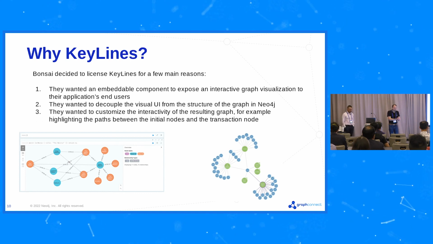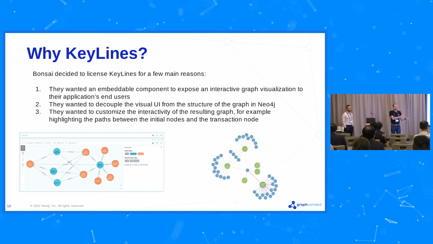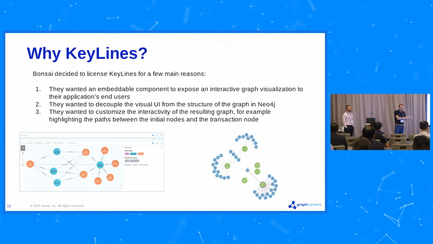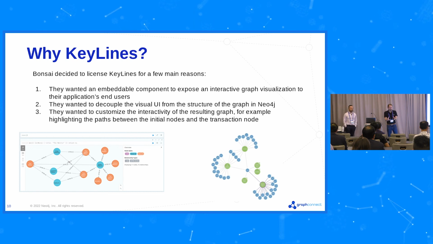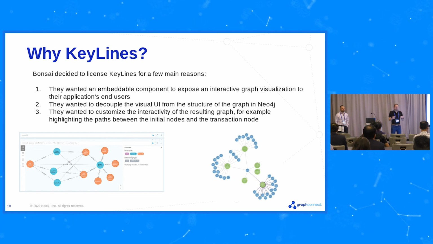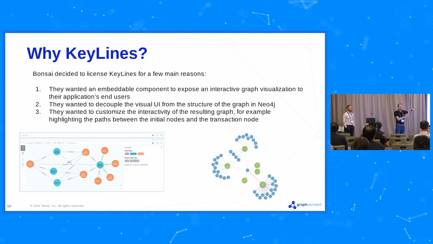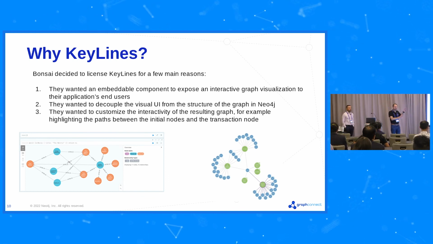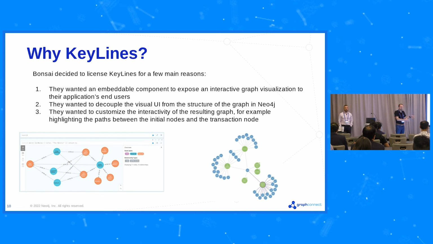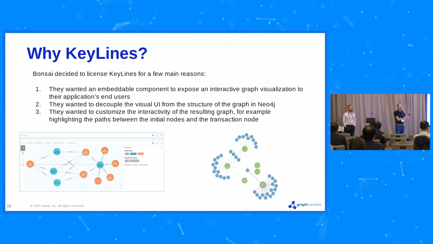And then the other really important point is that they wanted to decouple the graph model in Neo4j from the graph visualization that they were showing. So, you saw a giant transaction node in the middle of his chart. There's no node in Neo4j called transaction. That's not how they modeled the data, and it's not how it would have made sense to model the data. But that's what the user wants to see.